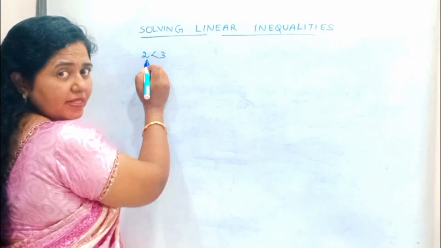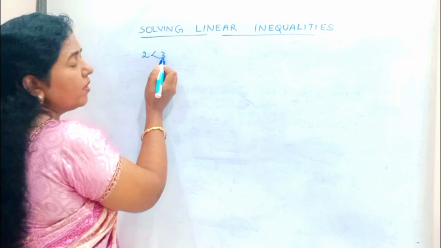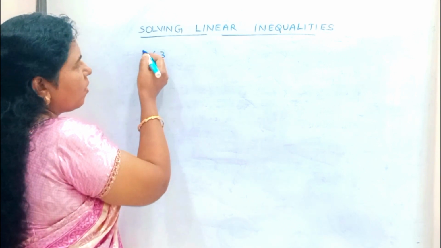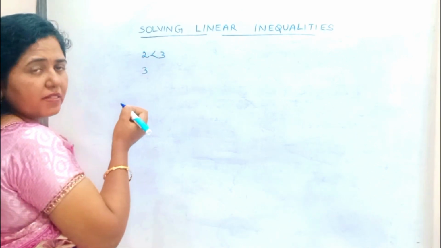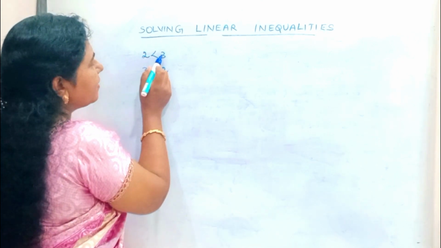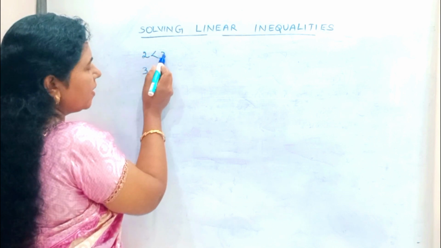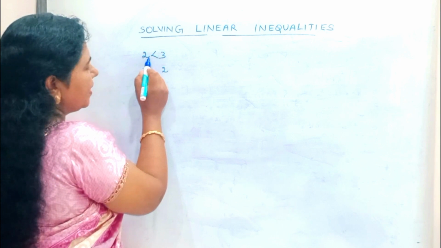Now let us consider this example. 2 is less than 3. Now if I am going to interchange the position of both the numbers, that is, if I bring 3 to the left hand side and 2 to the right hand side, then 3 is greater than 2. So the symbol is in this way. Here we are having the greater side and here it is the lesser side.